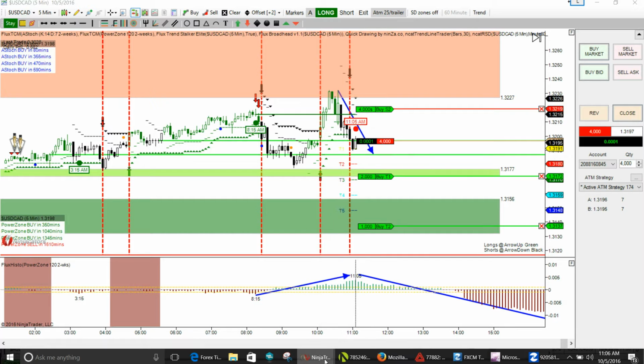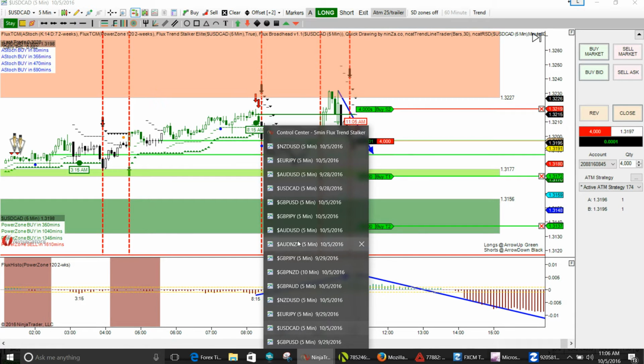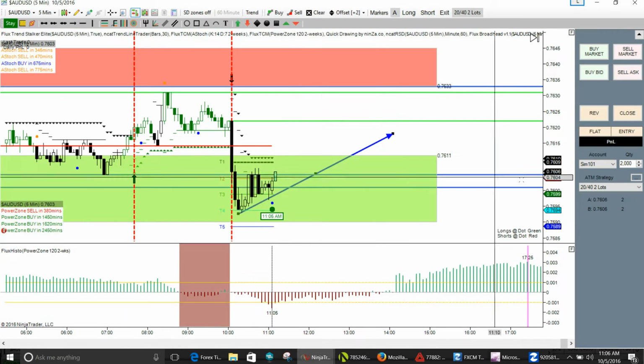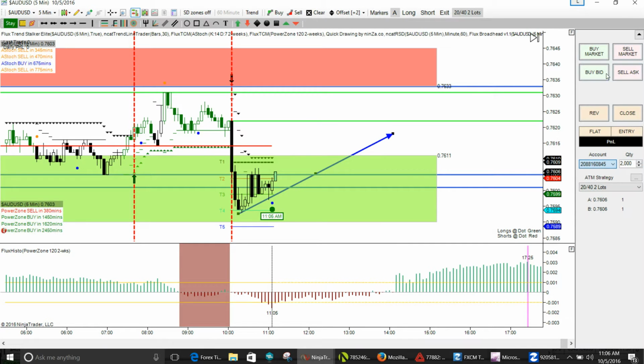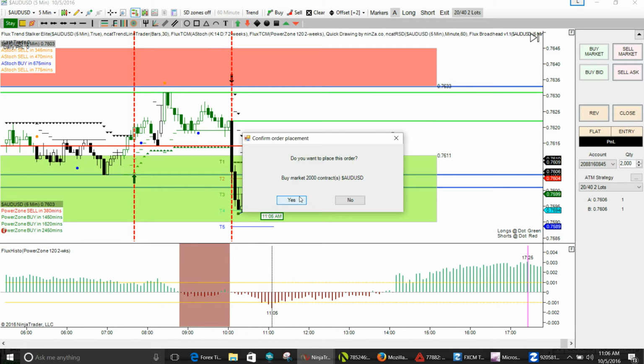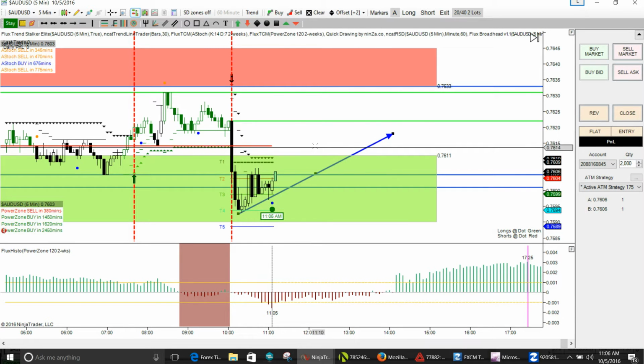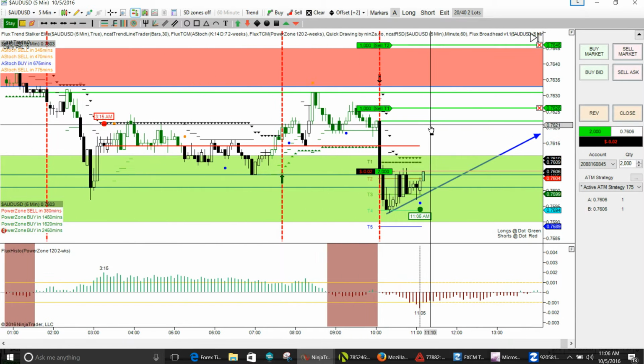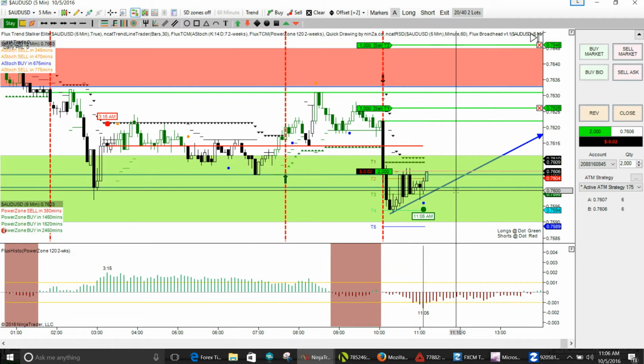Now let's go over to the Aussie dollar, and we're going to take the same trade, but in the opposite direction. 5, and we're going to buy the market. Order filled. Okay, so we have 3 trades in. Let's pull that stop loss in.